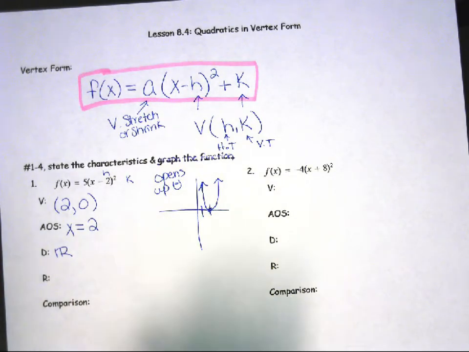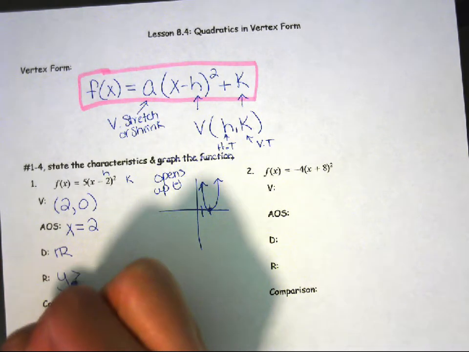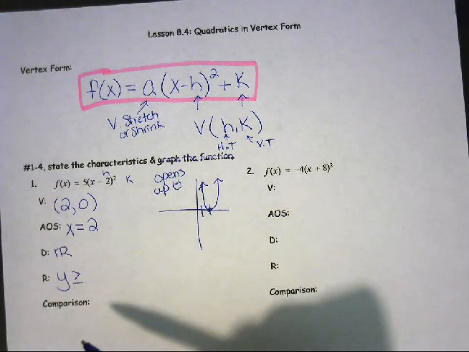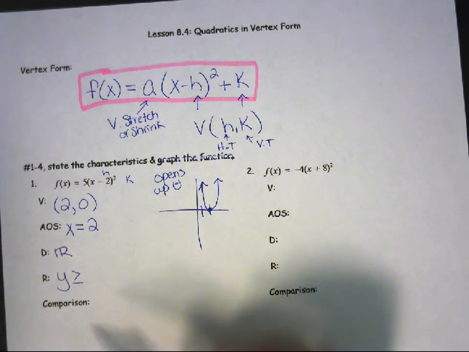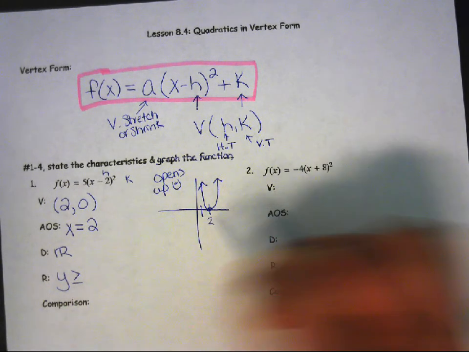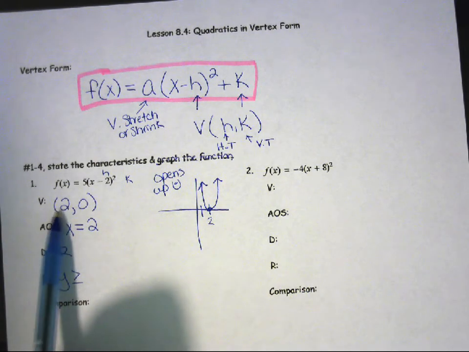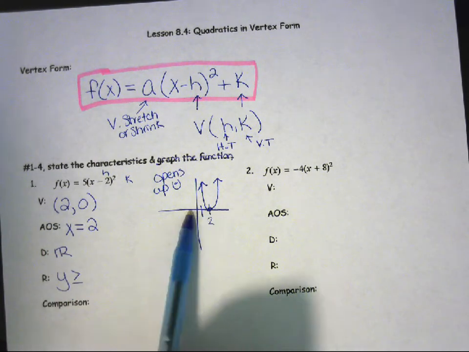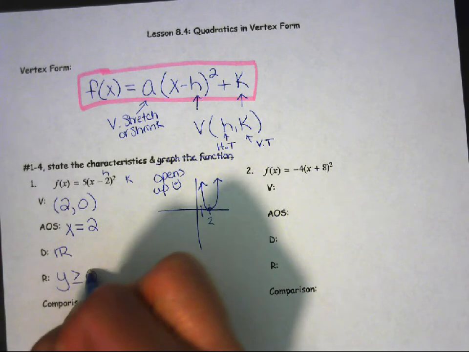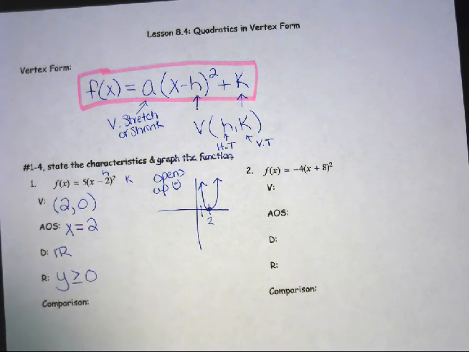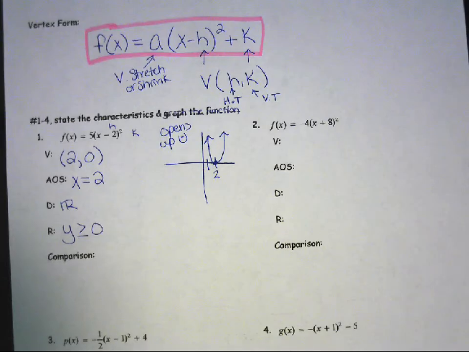So we're going to do y is greater than or equal to, because it's opening up. Now be careful here though. Your eyes might be drawn to the 2. That's the x coordinate. You need to look at the y coordinate, which is a 0. So it's y is greater than or equal to 0. And now let's do our comparison.